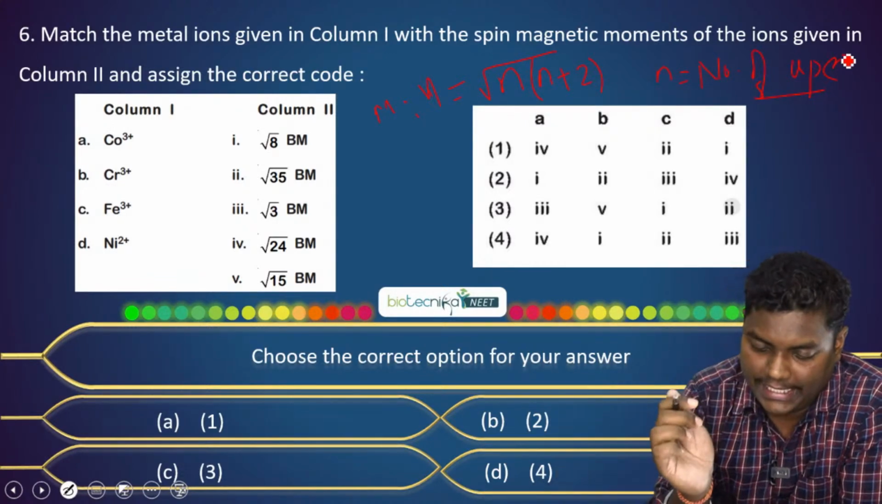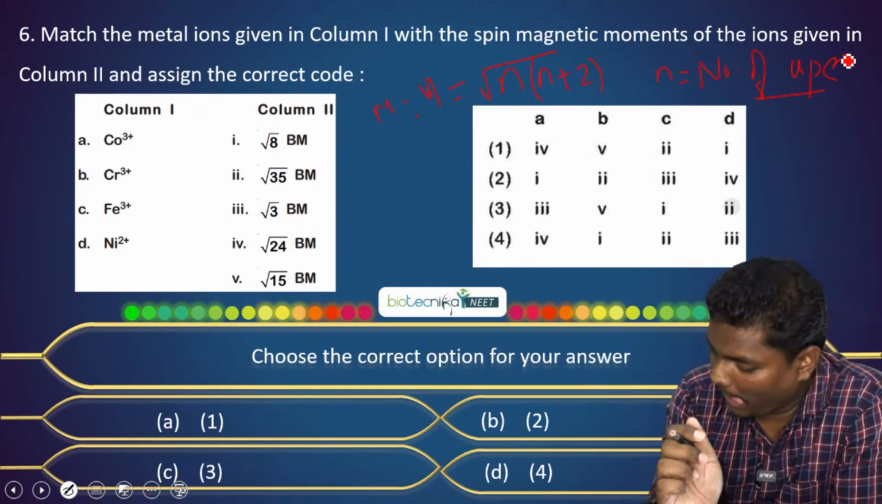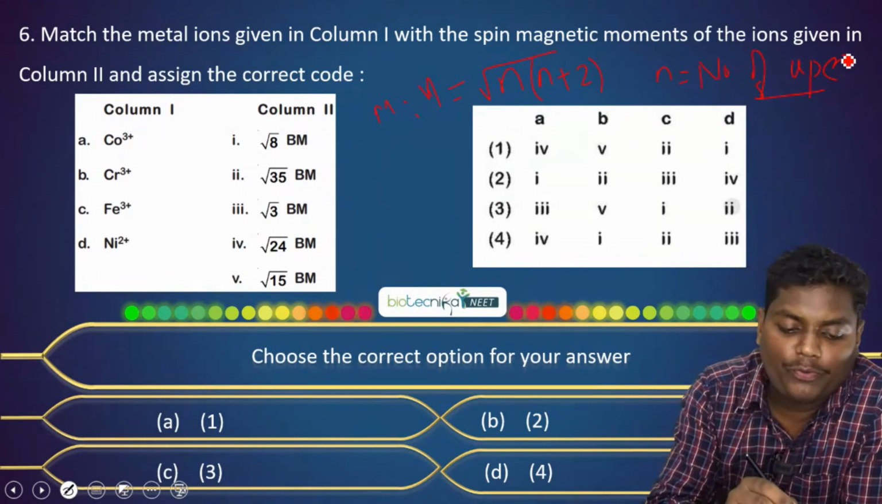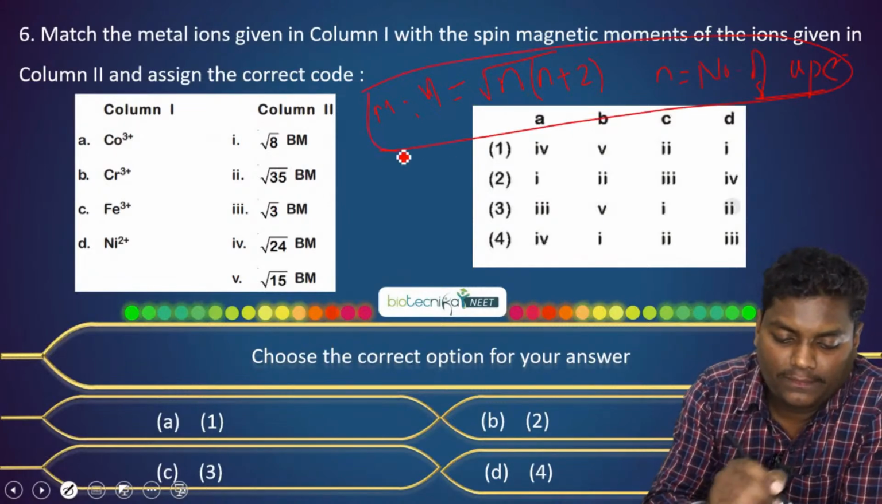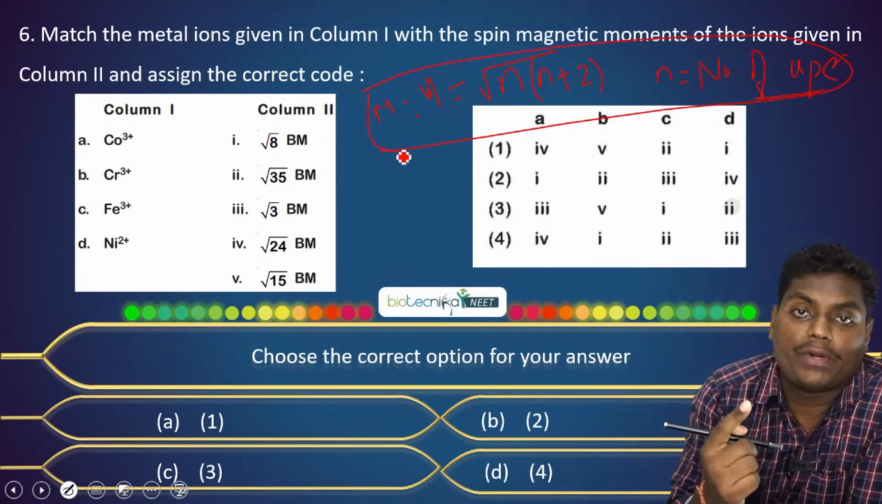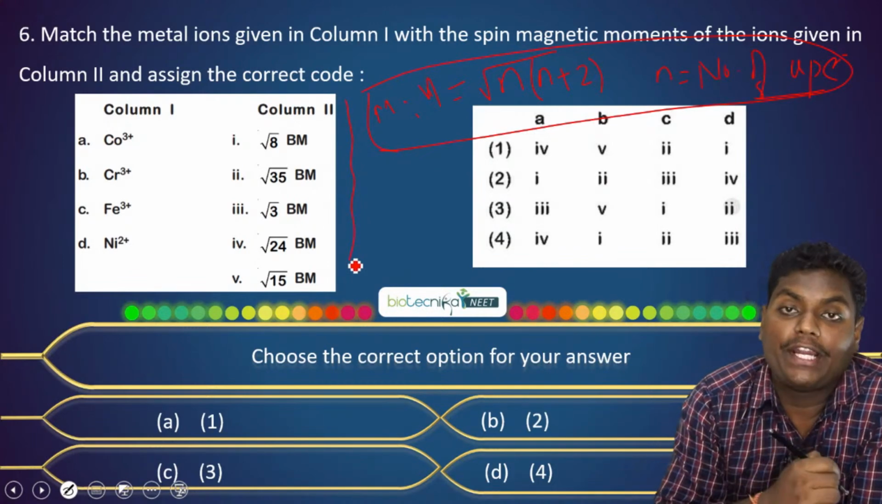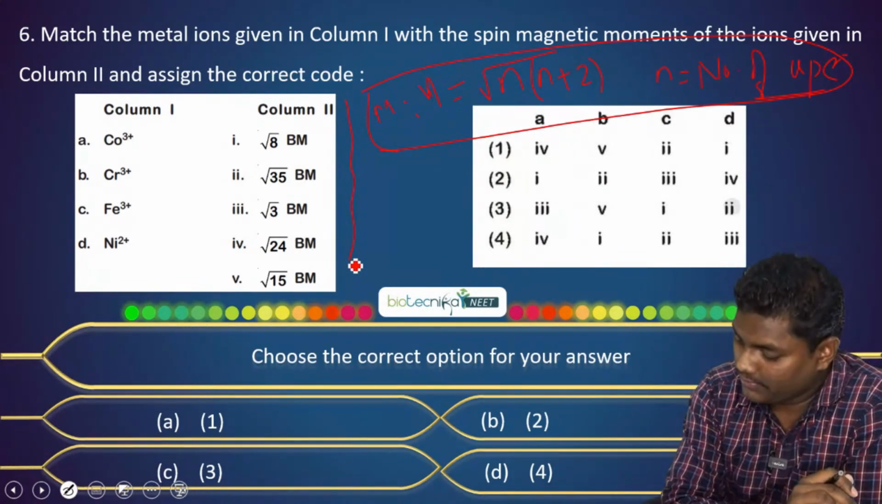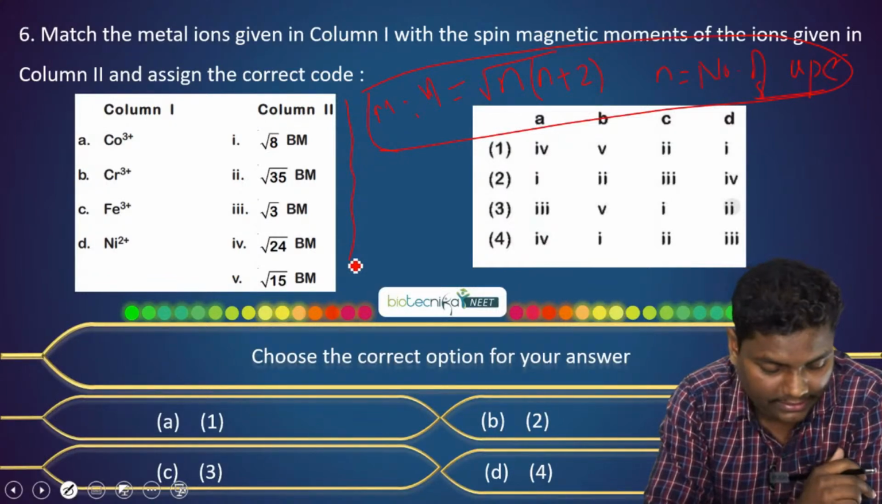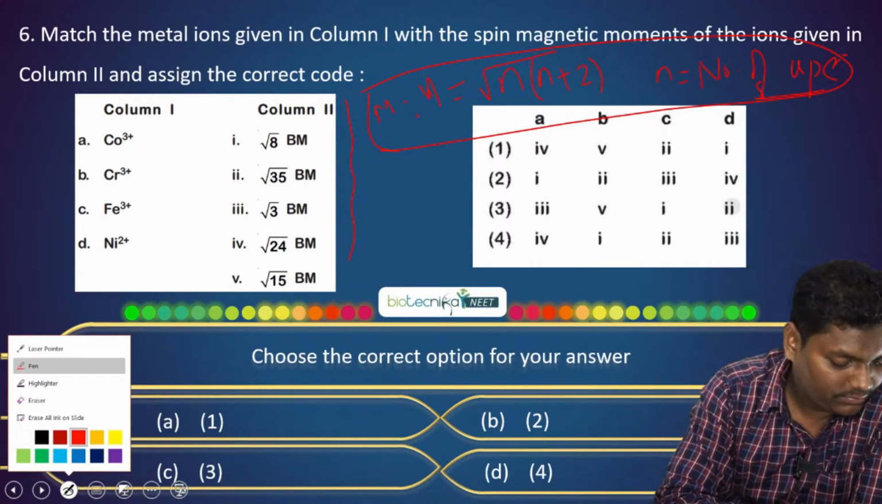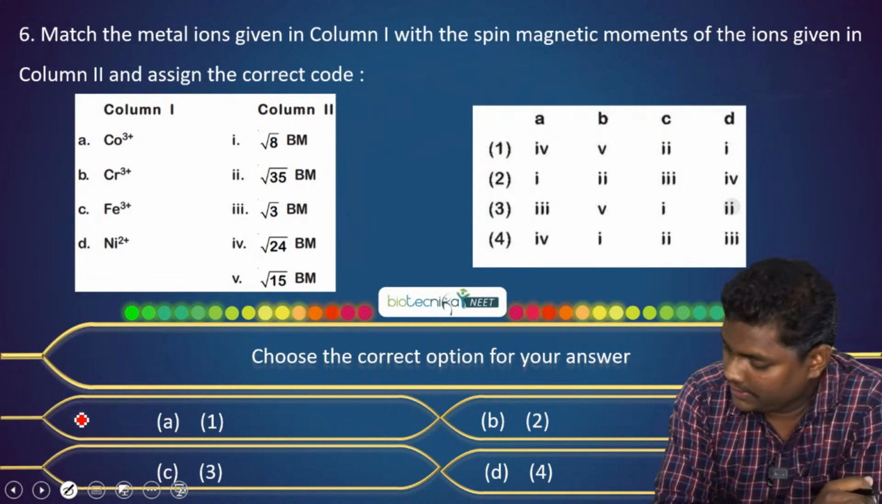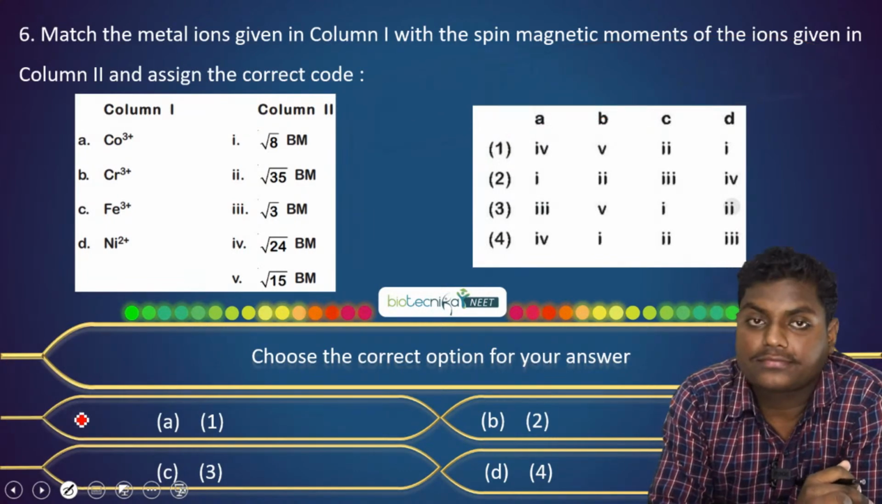Sneha is saying option D. Other guys, I hope you are solving. This is an easy question, but you need to be very careful while counting the number of unpaired electrons in it. Okay? Matthew is saying option A. I'll wait for a few seconds.